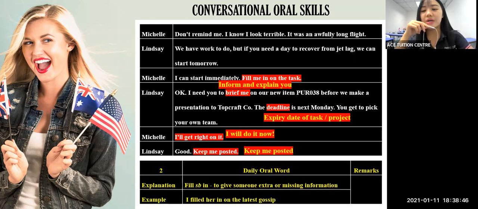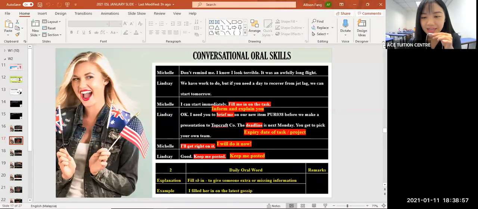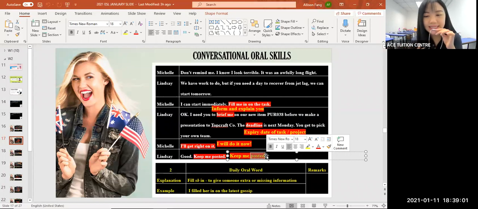All right. So write down the yellow highlighted words as well as the oral word. Everyone, I'm changing it up a little bit. Keep me posted is actually very common. You may hear your mommy or daddy say this, or your siblings if they are working already.